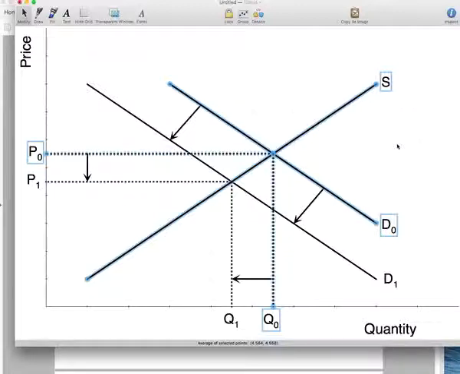So a decrease in income for a normal good would cause the demand curve to shift to the left, or shift inward. We now have a new demand curve reflecting a lower level of income. The new equilibrium is going to occur where D1 intersects the original supply curve. That gives us our new equilibrium price and quantity, and this decrease in income for the normal good will cause the equilibrium price and quantity to fall.